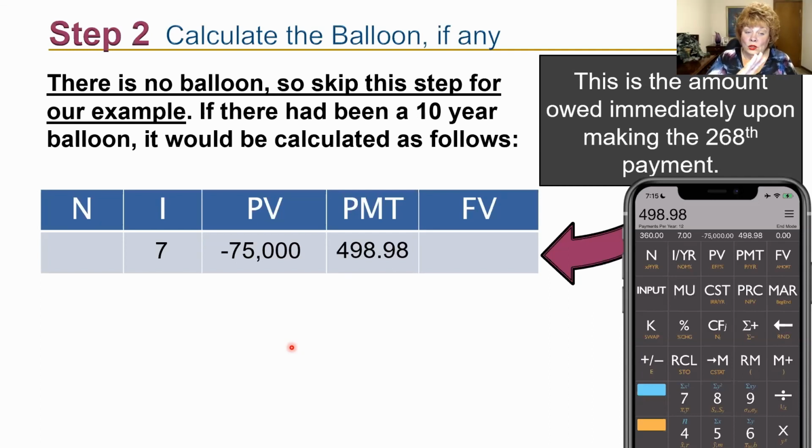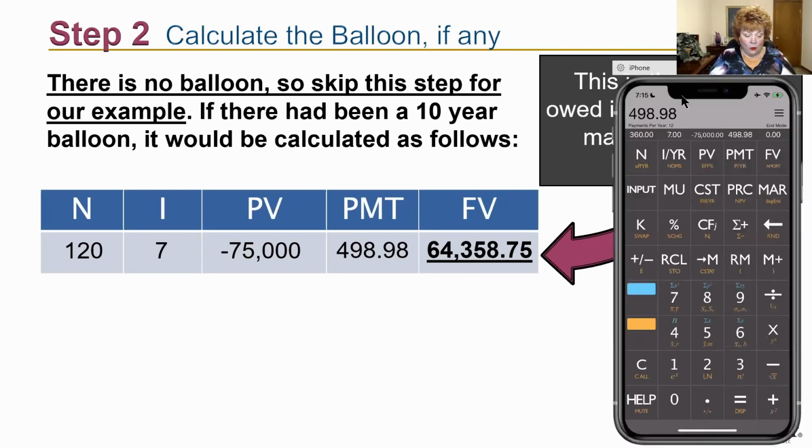We're going to skip this step because we said there's no balloon, but I do want to show you how to calculate it just in case you come across one with a balloon and you don't know how to do it. So let's say there was really a 10-year balloon on this. What we would do is put 120 into N, and then solve for FV. So let's do this on our calculator.